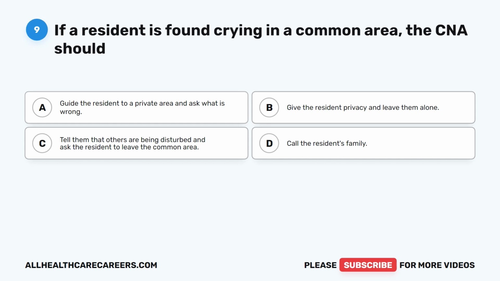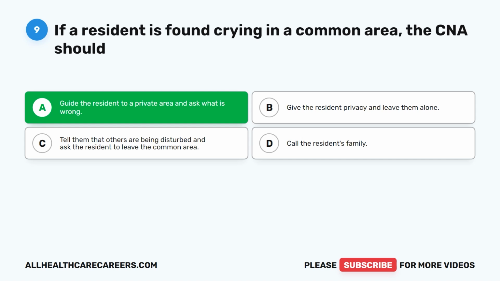Question 9. If a resident is found crying in a common area, the CNA should A. Guide the resident to a private area and ask what is wrong. B. Give the resident privacy and leave them alone. C. Tell them that others are being disturbed and ask the resident to leave the common area. D. Call the resident's family.